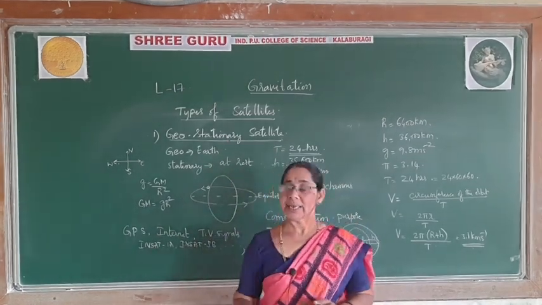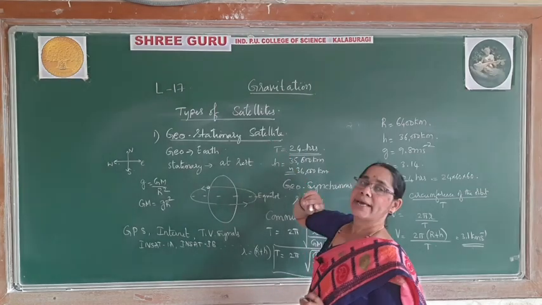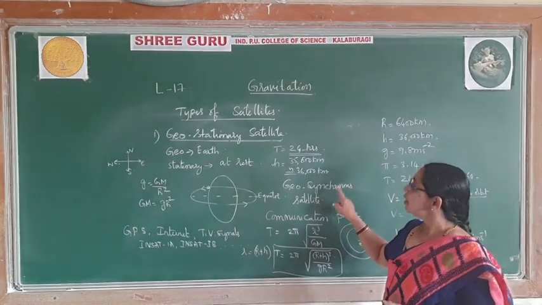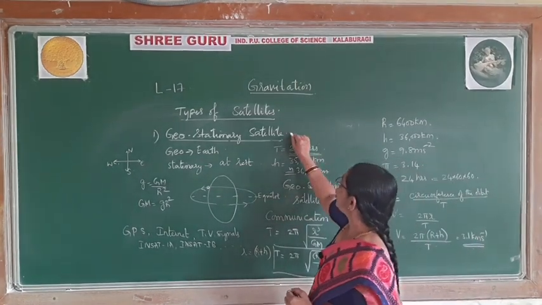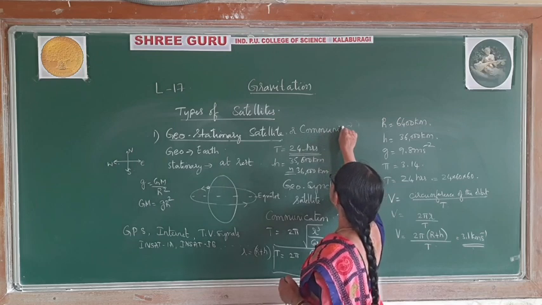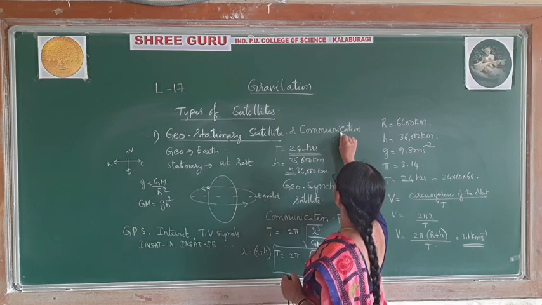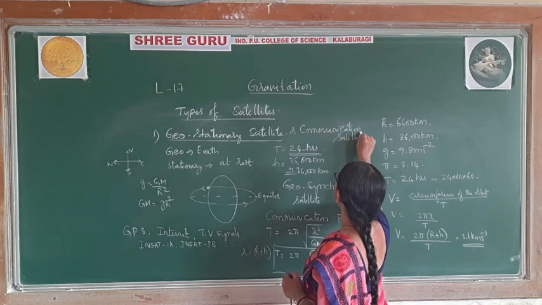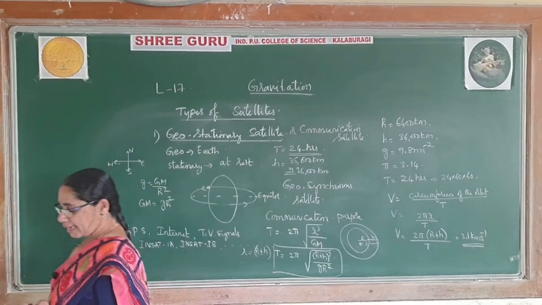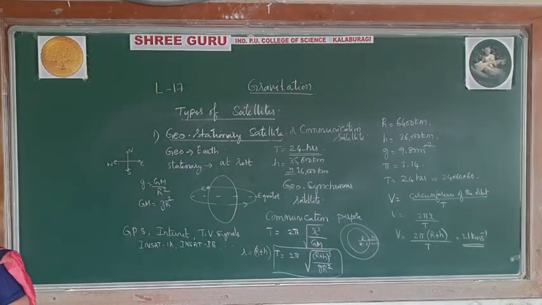So, we can say this is particularly called a geosynchronous satellite. You can also call it a communication satellite. It is also used for communication purposes, hence we call it a communication satellite. At the same time, it has surveillance, where everything matches with the rotation of the earth, hence it is called a geostationary satellite.